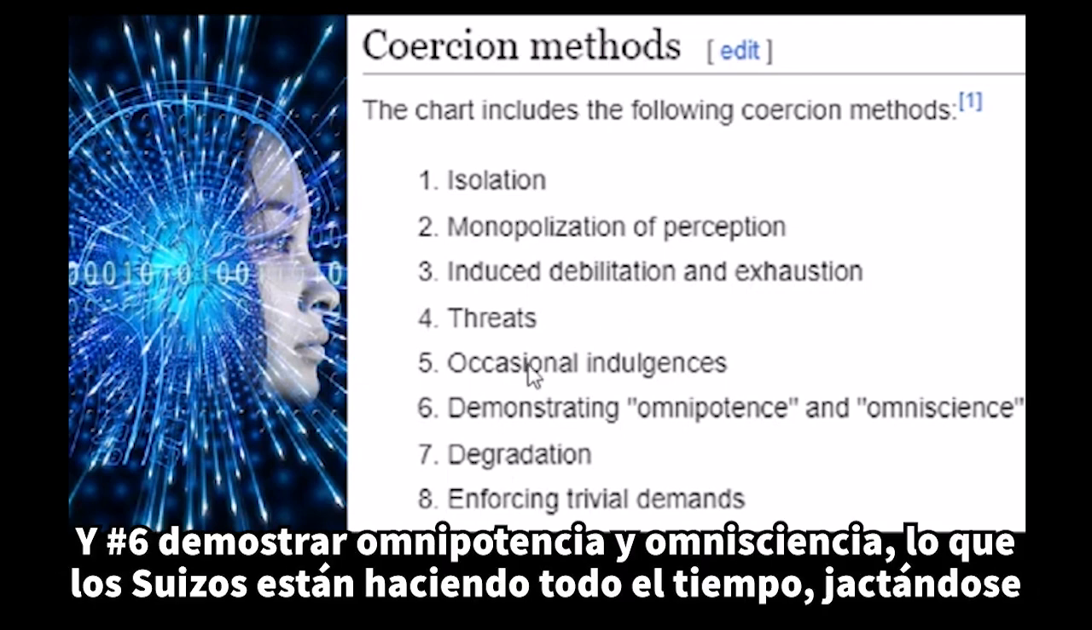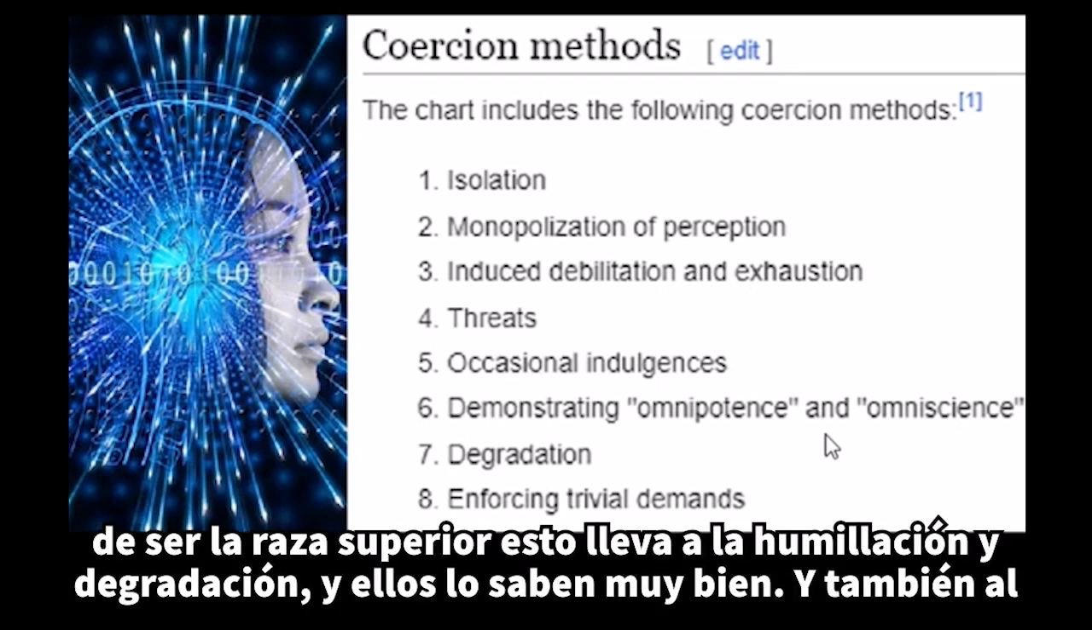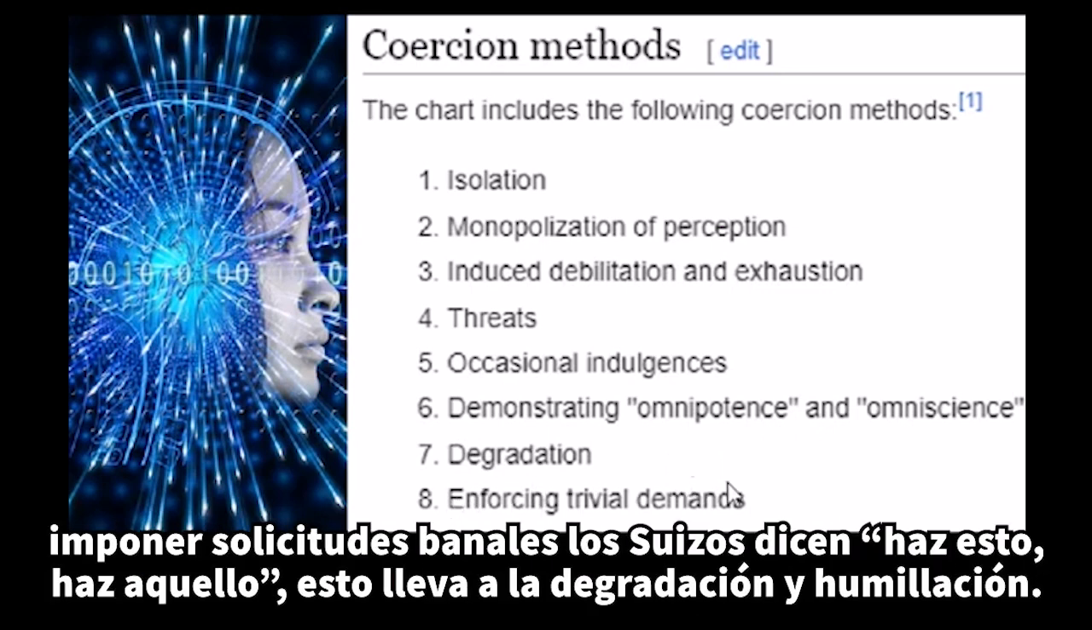And number 6, demonstrating omnipotence and omniscience, what the Swissies are doing all the time, showing them off as the master race. Oh, it leads to humiliation and degradation, and they know it very well. And also enforcing trivial demands, you know, Swissies saying, do this, do that. It leads to degradation and humiliation.